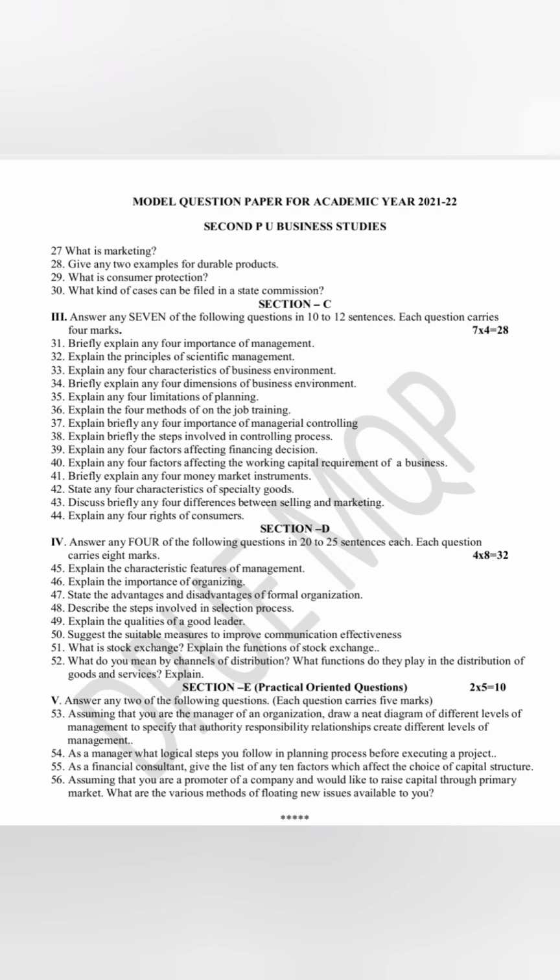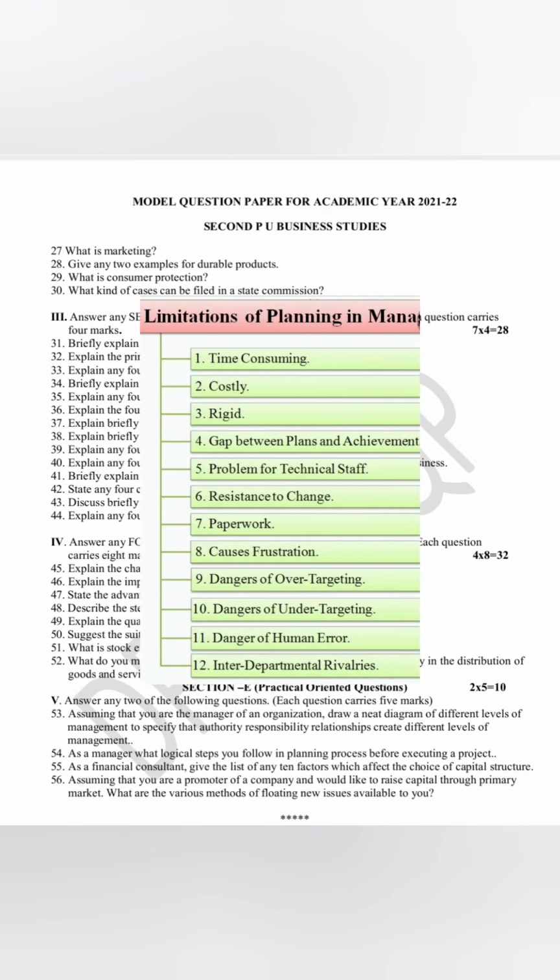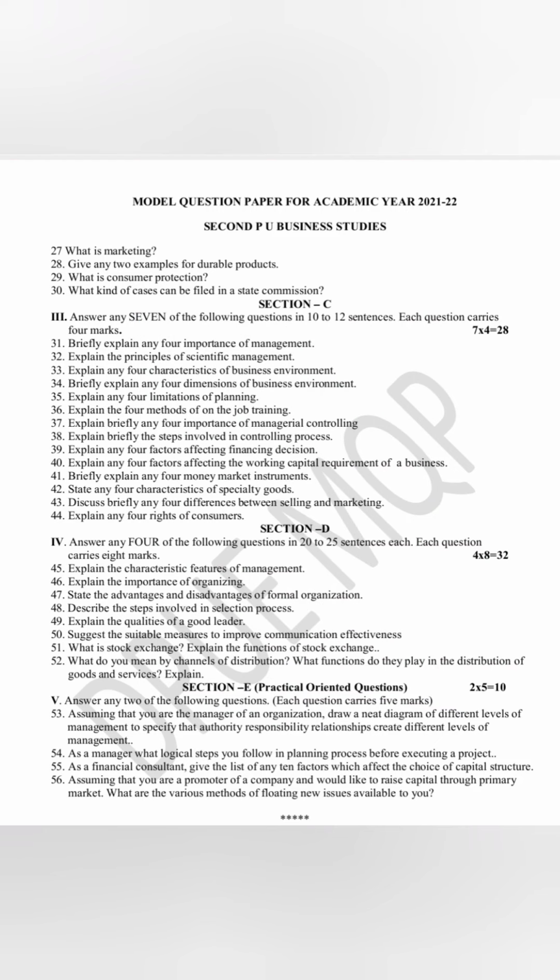Okay, after this, what is the question? Any four limitations of planning? So it is costly, time consuming, rigid, involves paperwork, and over targeting or under targeting. There can be errors. So these are all the limitations of planning in management.